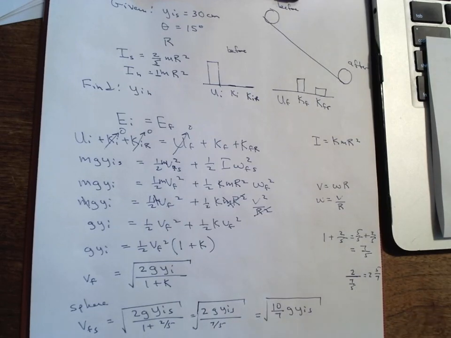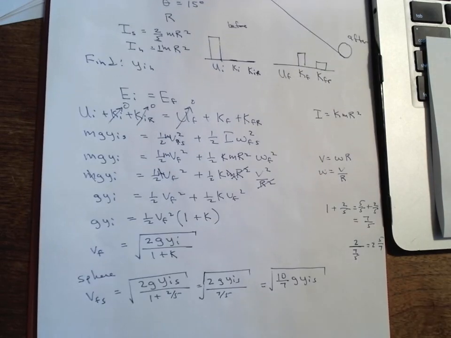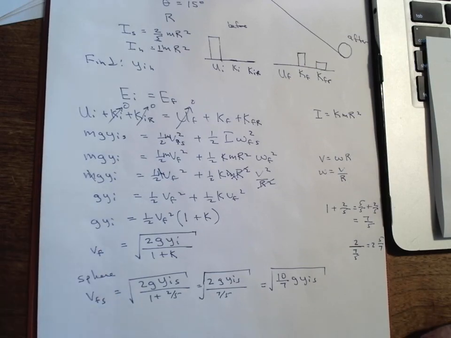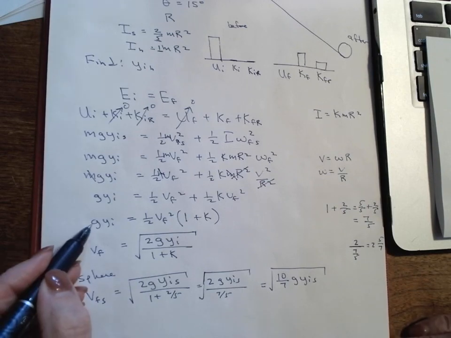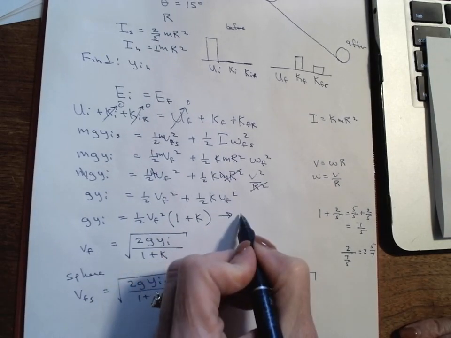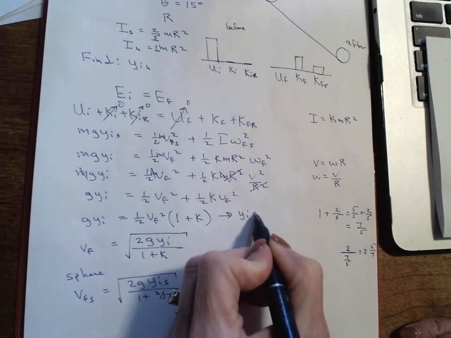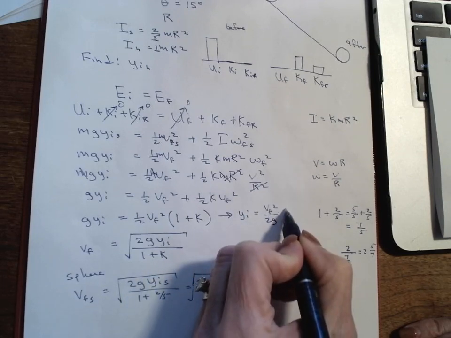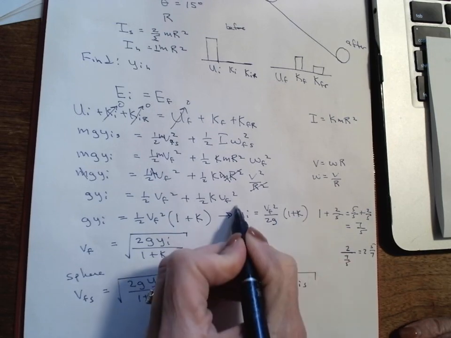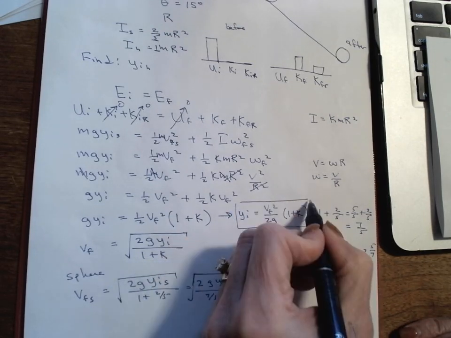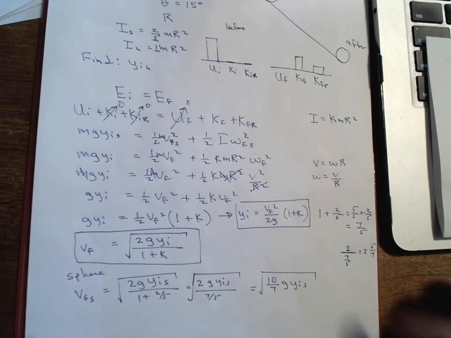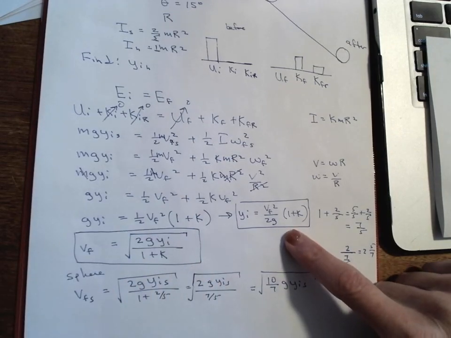So that's its velocity. I'm not going to plug in yet because you'll see when we get to the hoop, we're looking for my y i here, and we need a new y i. So I'm going to go back to this equation, and actually I want to write this out further and say this is y i is equal to v final squared over 2g times 1 plus k. So I need this equation for the hoop.